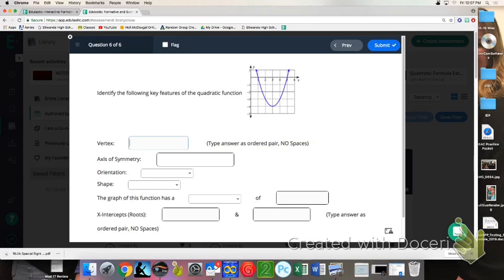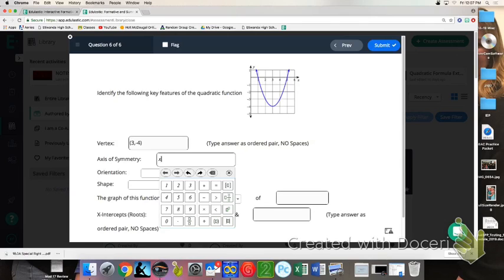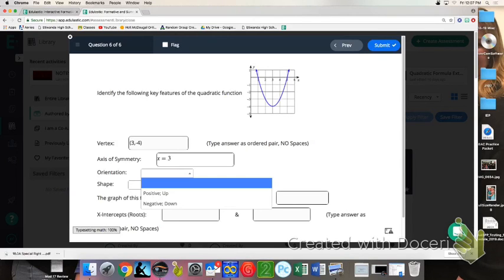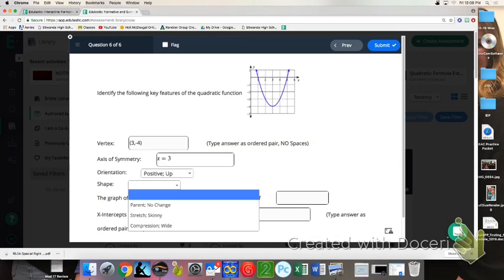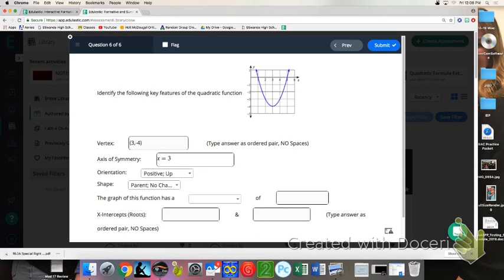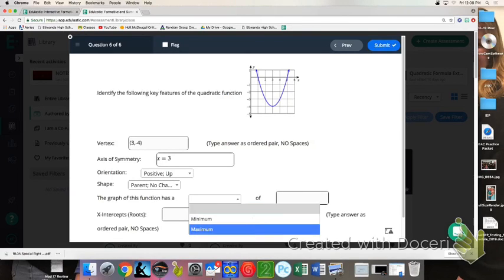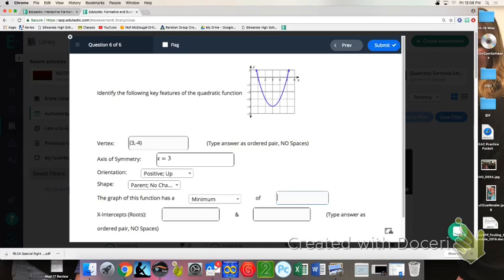What's my vertex here on number 6? 3, -4. Okay, what's my axis of symmetry? X equals 3. Orientation? Up. Shape? Parent function. It looks wider, but if you follow that up 1 over 1, it's still just 1 over 1. The difference is that it's kind of zoomed in on the graph a little bit. Does it have a maximum or a minimum? Minimum. What is that minimum value?